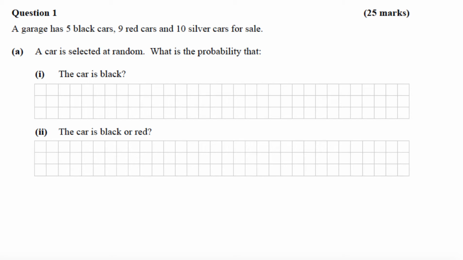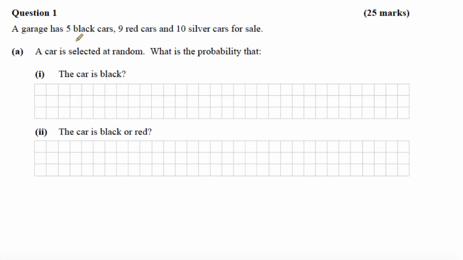So this is the 2014 Leave Cert Ordinary Level Paper 2, and we're looking at question number 1. A garage has 5 black cars, 9 red cars and 10 silver cars for sale. Part A says a car is selected at random. What is the probability that the car is black?